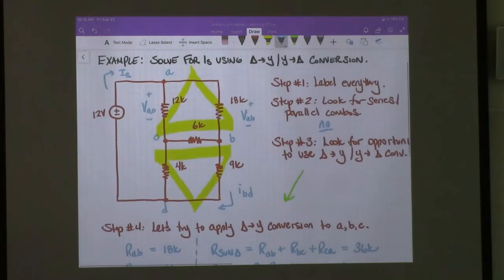Now, what we have to do is make sure we cut the circuit properly, right? We're going to cut it along the dotted line, leaving the three terminals, and now we're going to plug in our Y right there.